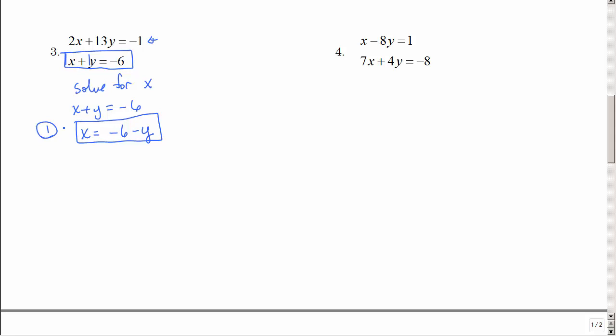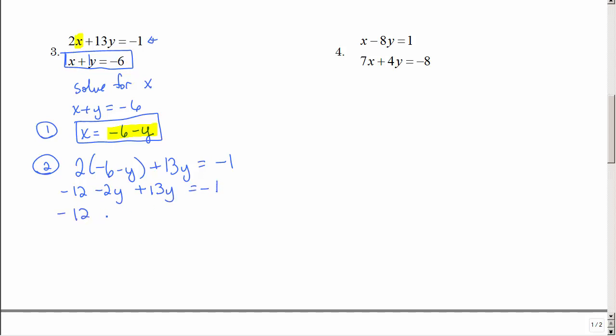I did that. Step 2 says to take this expression and substitute it back into the other equation. So since I've solved for x, I'm going to substitute it in for x into the other equation. Now I have an equation with just one variable. I'm going to solve. I'm going to collect like terms.